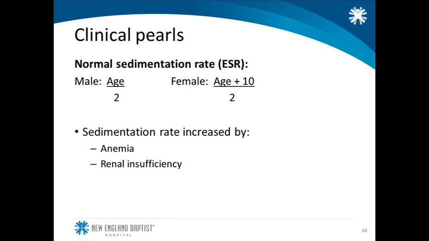Sedimentation rate increases with age. A normal sedimentation rate for a man is his age divided by 2, and for a woman is her age plus 10 divided by 2. Sedimentation rate can also be increased by anemia and renal insufficiency.